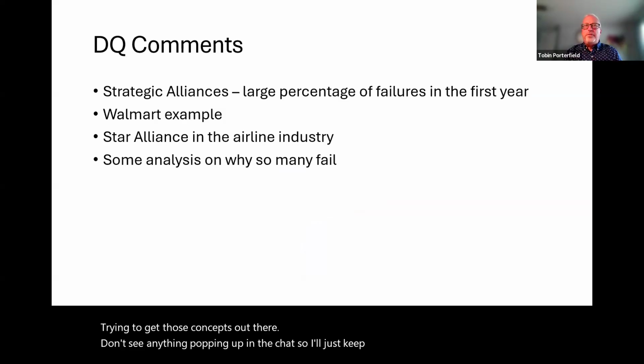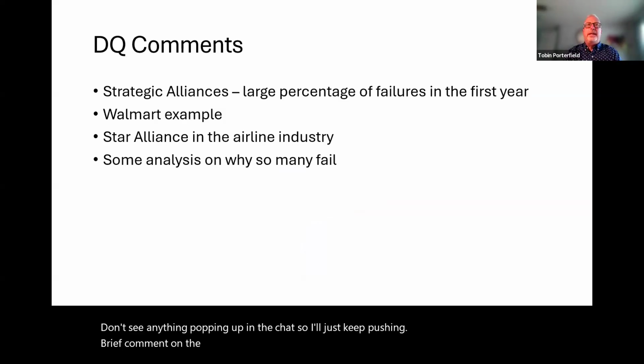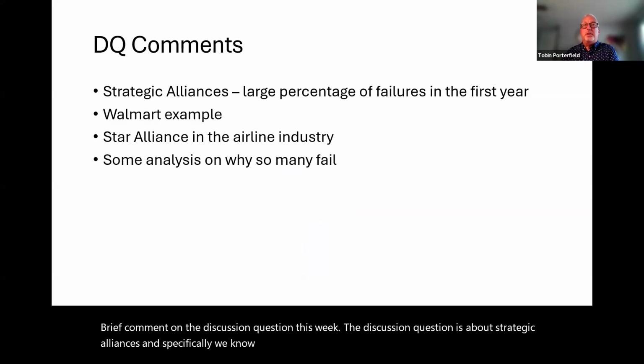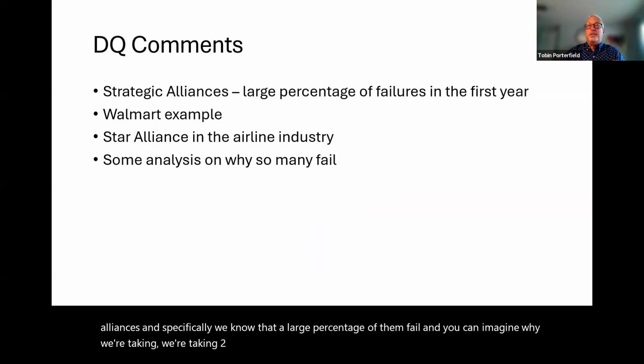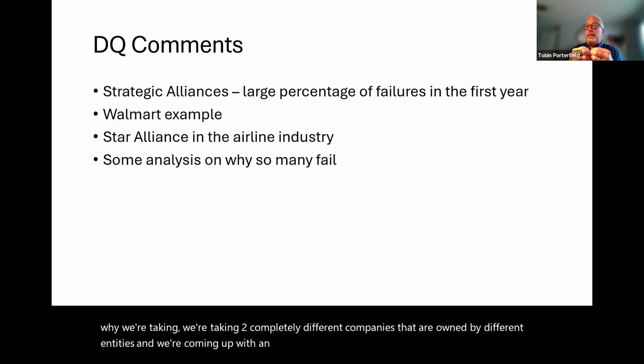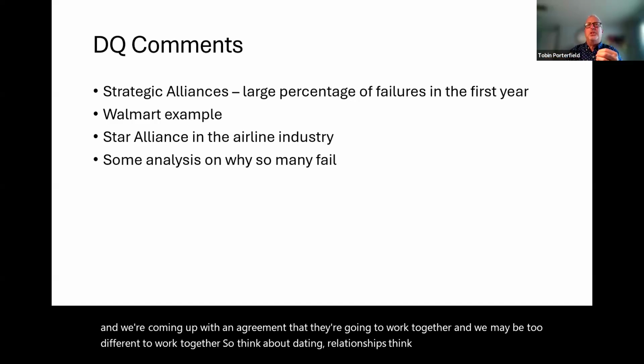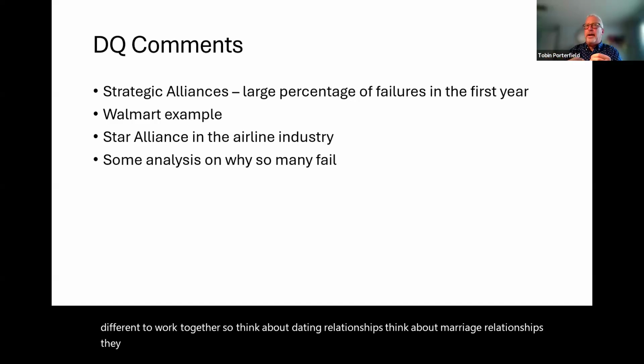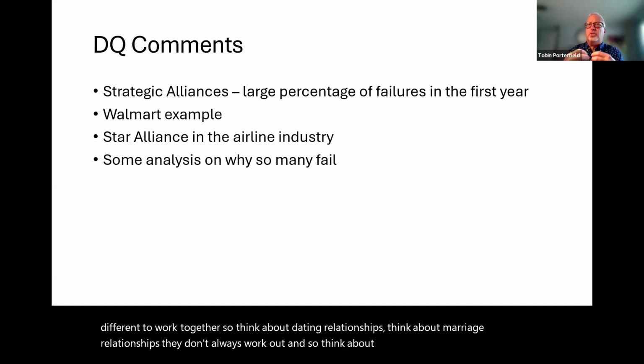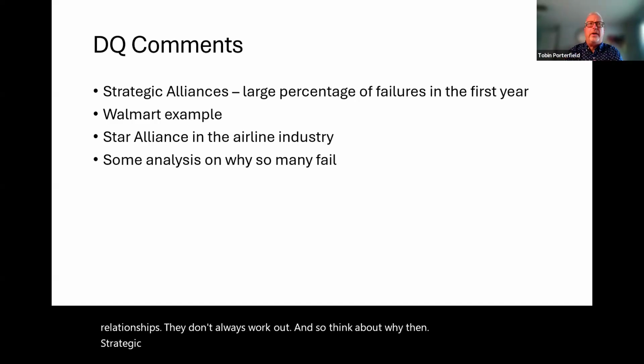Brief comment on the discussion question this week. The discussion question is about strategic alliances. And specifically, we know that a large percentage of them fail. And you can imagine why. We're taking two completely different companies that are owned by different entities, and we're coming up with an agreement that they're going to work together. And we may be too different to work together. So think about dating relationships, think about marriage relationships. They don't always work out. And so think about why then strategic alliances don't work out.